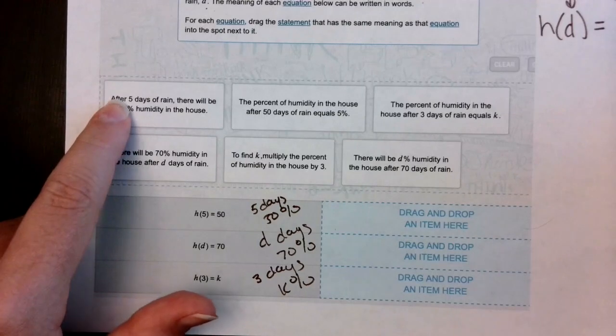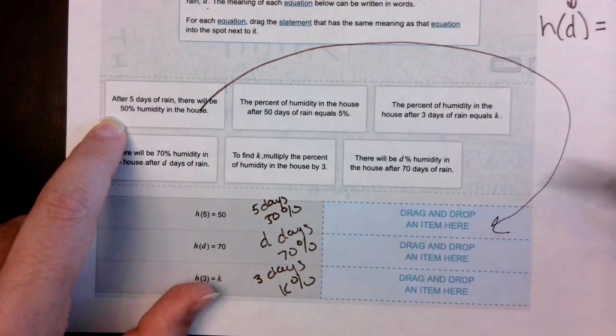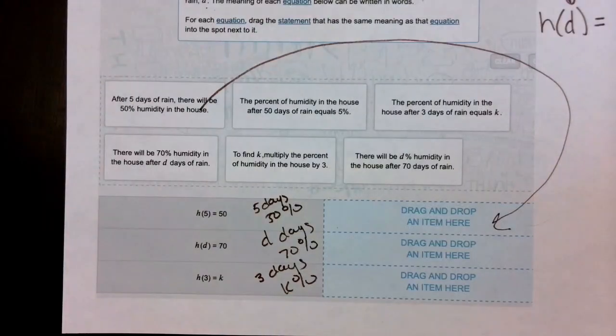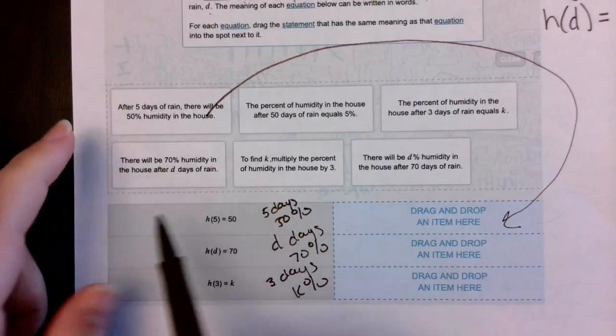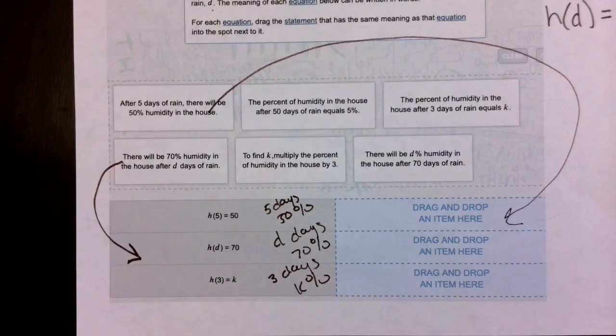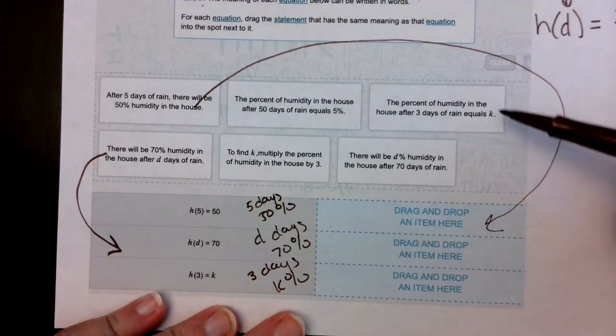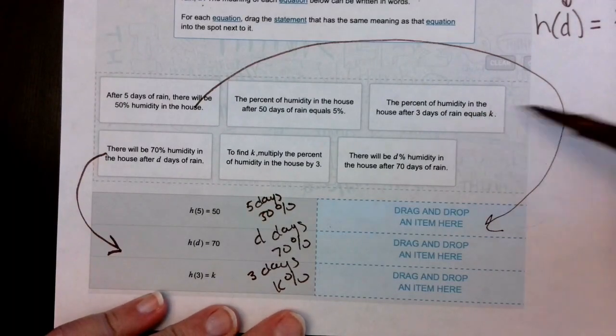So after 5 days of rain, there will be 50% humidity. This guy's going in our first box. After D days, so which one's the D days? Right here, there will be 70% humidity in the house after D days, so that's our second answer. And then the last one, there's only 2 answers that have K and 3 in it, but it's going to be this one because it says the percent of humidity in the house after 3 days is K.